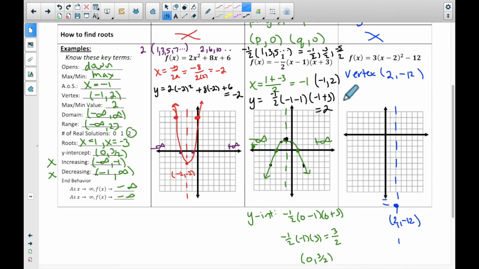I need to find my y-intercept. And the way I find my y-intercept is I plug in a 0 for x and I work it out. So this is going to be 4. That's going to be 0. Looks like (0, 0) is my y-intercept. Okay, how about some other points?